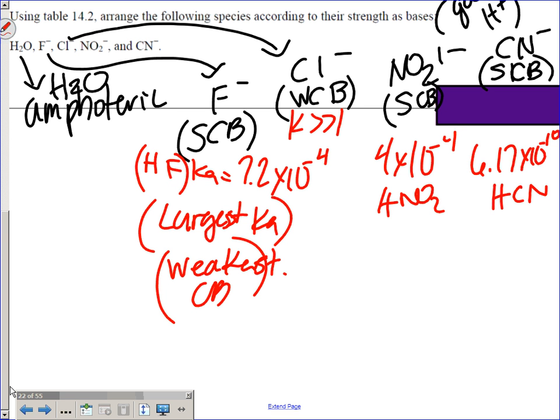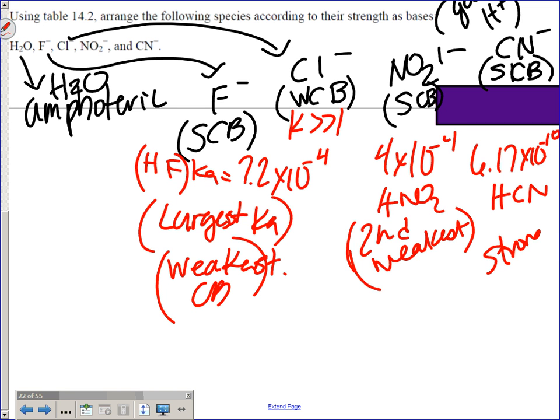Who's the second weakest of the conjugate bases? So this is the second weakest of the conjugate bases. And then this is the strongest of the weak conjugate bases. I say second weakest, this might be nomenclature that's weird. I could have probably worded that better, but I think we're on the right page. So of all these, it says arrange according to their strength.